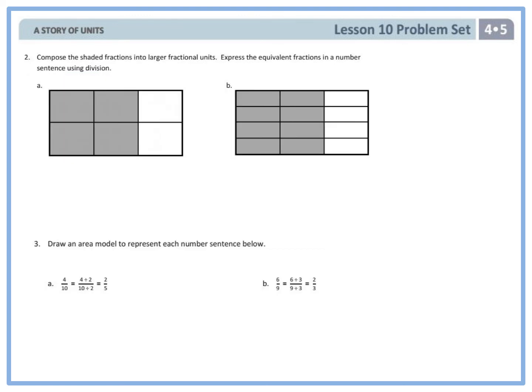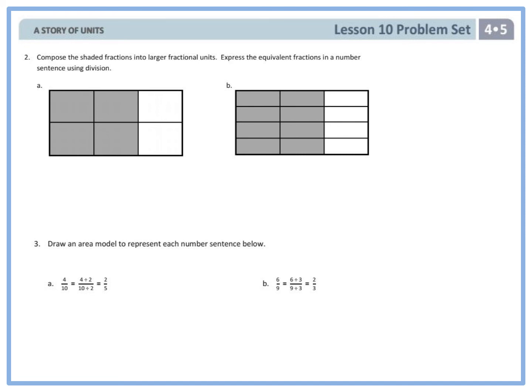And we're doing more of the same again on 2. You've got this same sort of thing happening. You're going to express the equivalent fractions in a number sentence using division. I want you to do these the same. I want you to do them on your own. And then you can come back and check and see if you agree with what I do. So pause your video, finish your problem set, and then come back and just see.